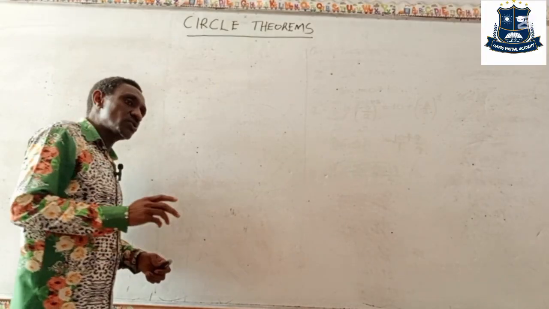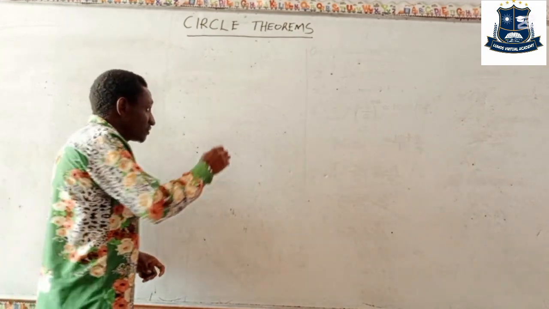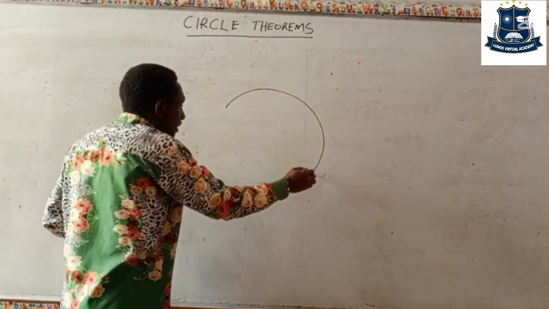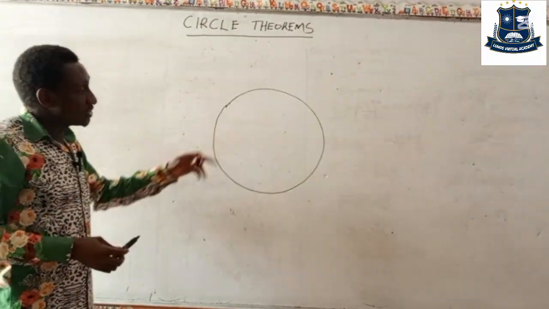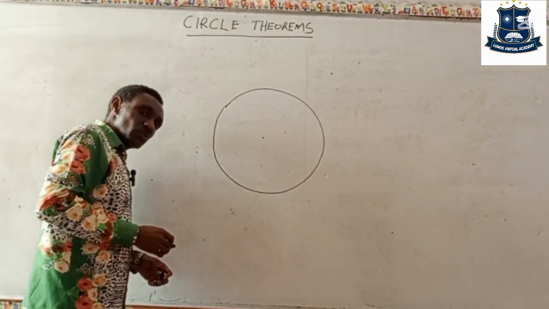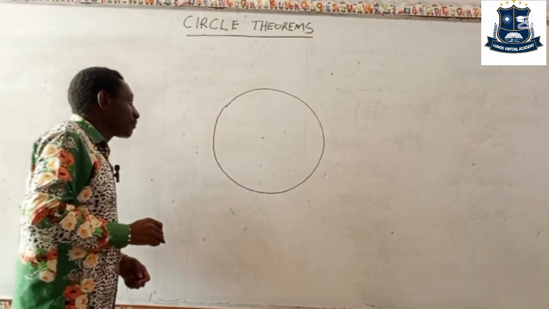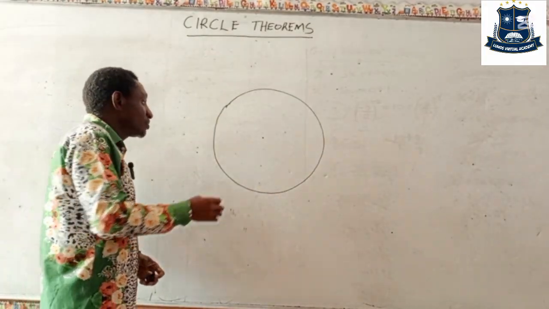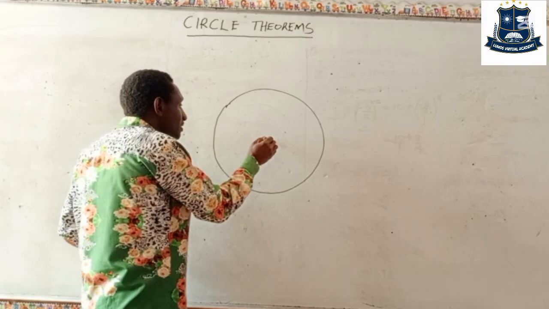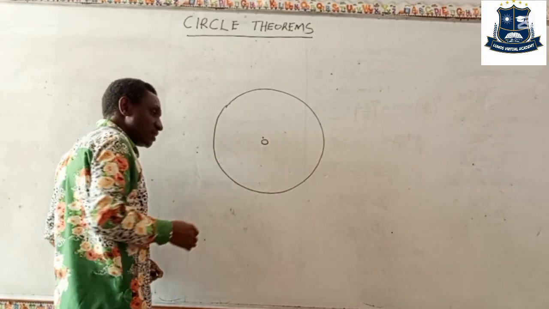Now, when we are doing circle theorem, it's important you understand circles themselves because it is a topic that has to do with circles. Of course, the first thing you know is that a circle must have a center. And usually, if you're writing WAEC, you go to past questions, anywhere you see O written, know that that is where the center is.